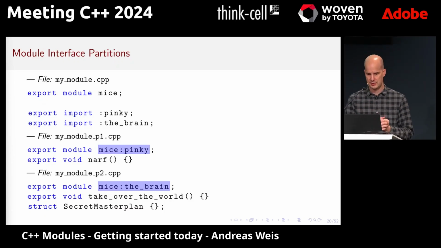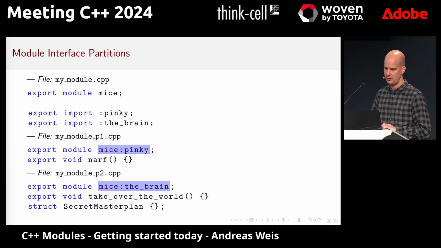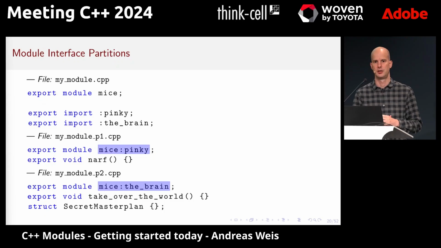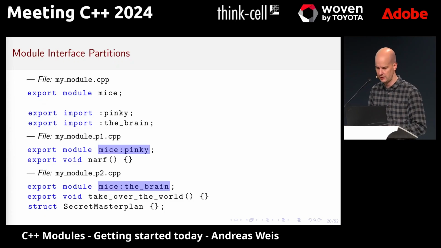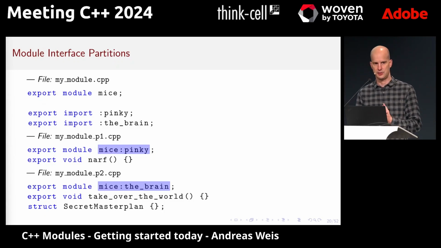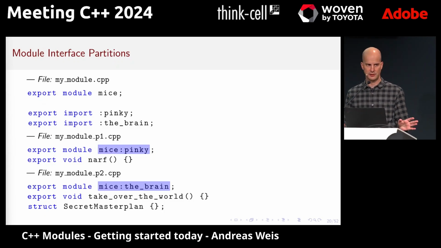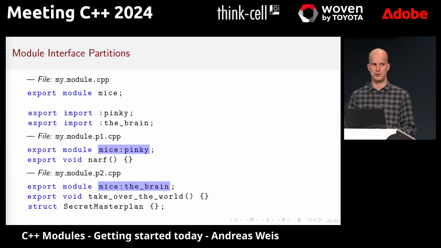An interesting question is now what would happen if the Pinky partition would also define its own secret master plan. And this is actually allowed. In old C++, in the pre-modules world, that would probably be a one definition rule violation, since you have two entities defined with the same name, and you wouldn't get a diagnostic for that unless you got lucky. The cool thing about modules is that you're still not allowed to do this, but the compiler is now actually required to diagnose that and give you a diagnostic.